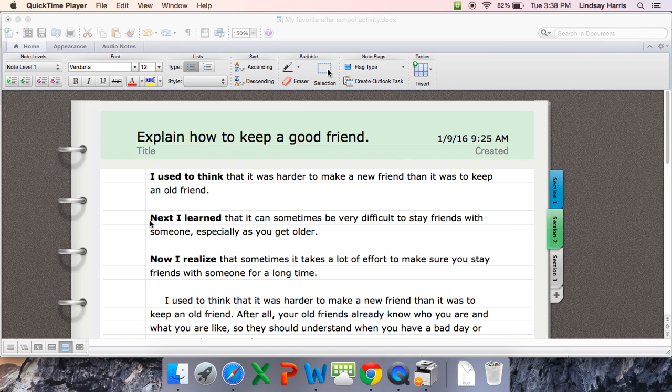Okay, so the next part that we're going to brainstorm is the "next I learned." So you have what you used to think about something, then something probably happened to maybe change your thinking. So I put, "Next I learned that it can sometimes be very difficult to stay friends with someone, especially as you get older." So maybe I'm going to talk about an experience that I had here, recognizing that as I got older, it was hard to keep friends for a long time. So I want to talk about that in that section. So I want you to brainstorm something that you could say about "next I learned." Go ahead, pause the video, figure out something that you can say, and then come back to me when you have that.